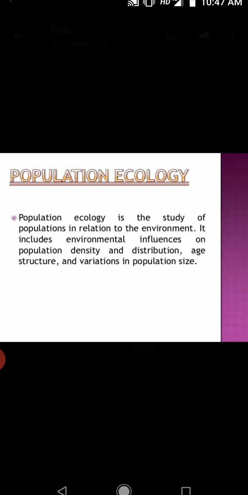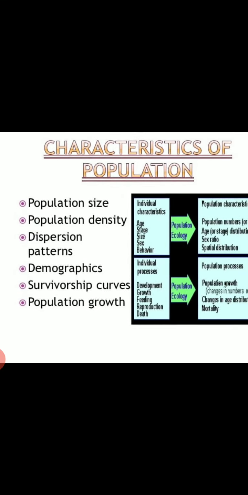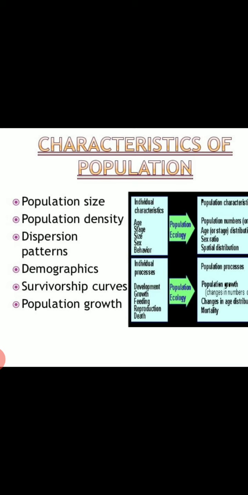Next is the characteristics of population. See here, what are the characteristics of population? First one is the population size. Under population ecology, we should know about population size, population density, dispersion patterns, demographics, survivorship curves, and population growth. So these are the characteristics of the population.